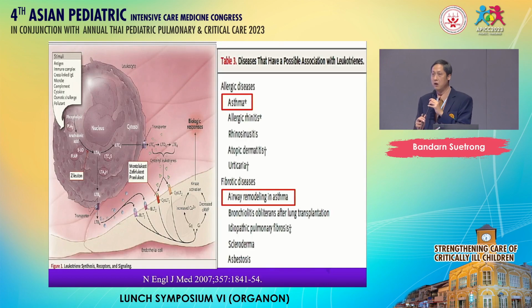But we already know that asthma has multiple inflammatory pathways, which include the leukotriene pathway. And montelukast can block what we call the systemic leukotriene. The role of leukotriene in asthma pathogenesis is airway inflammation as well as what we call airway remodeling, or thick obstruction or airway fibrosis in asthma as well.